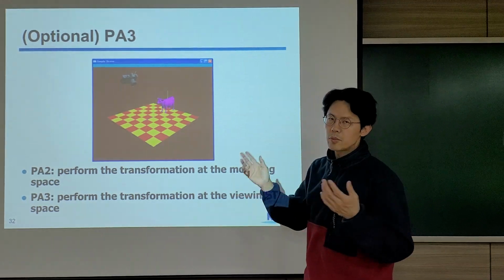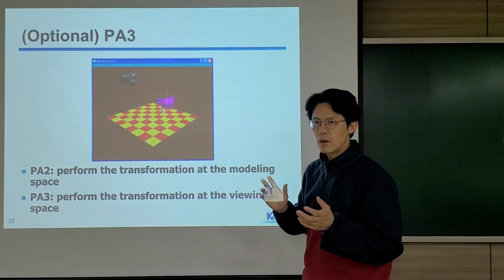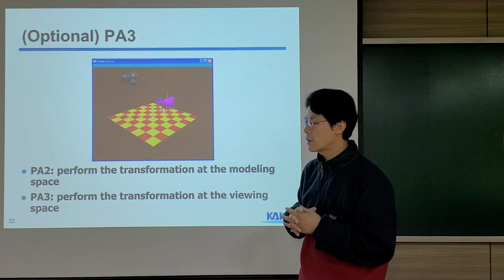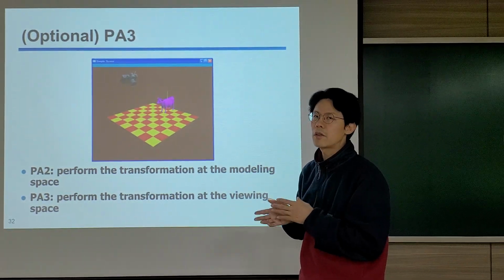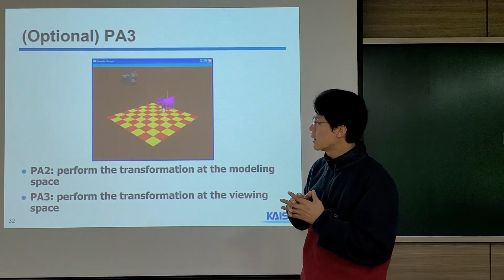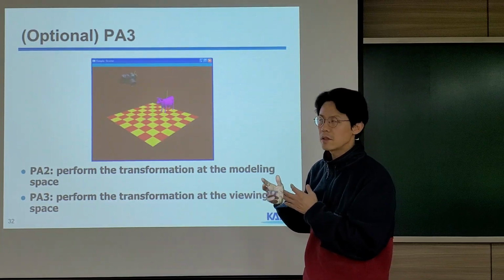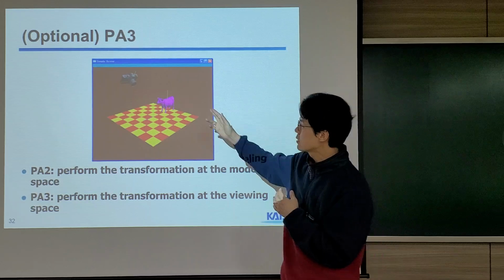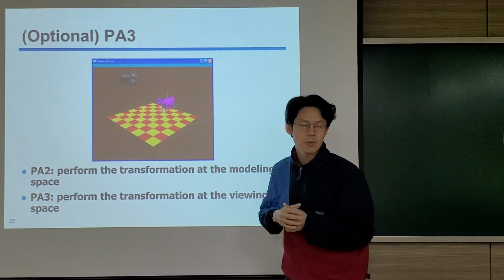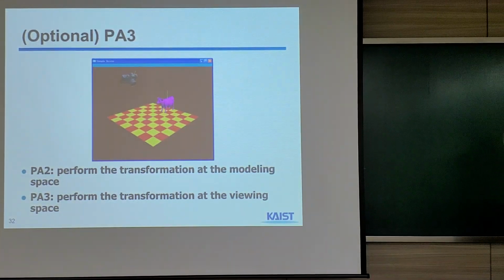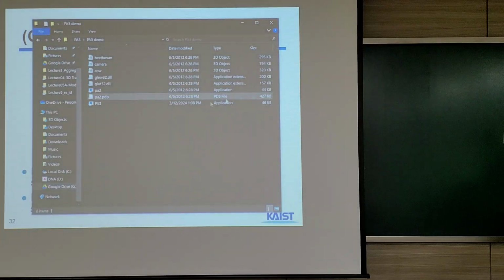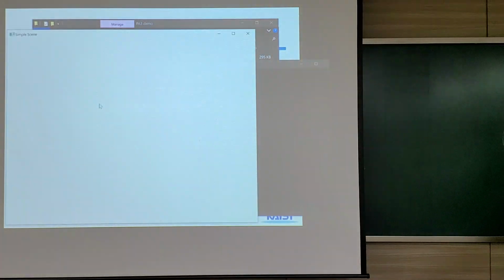In the prior class we talked about the various viewing transformations, and then we can perform another transformation like that, translating this object in that space. Let me show you an example of that. Let me render this PA3.